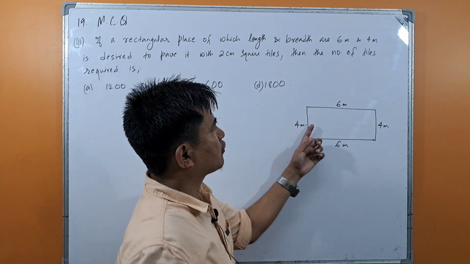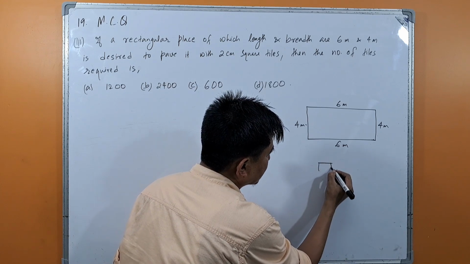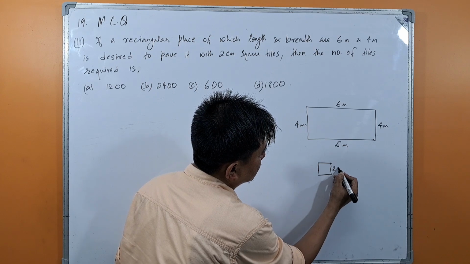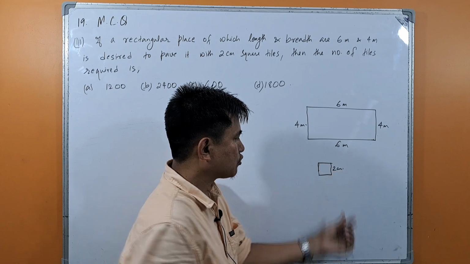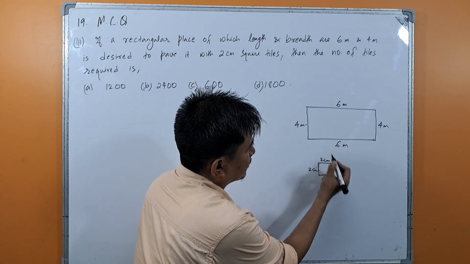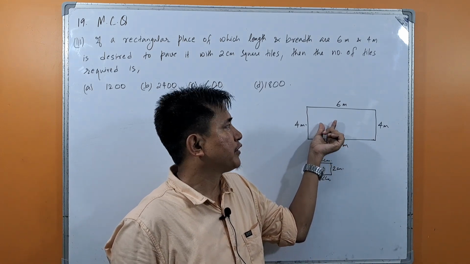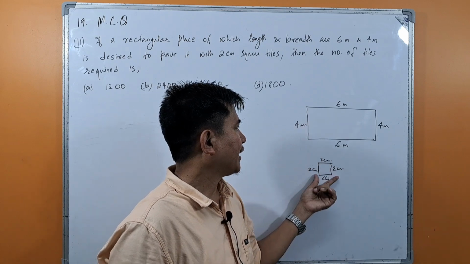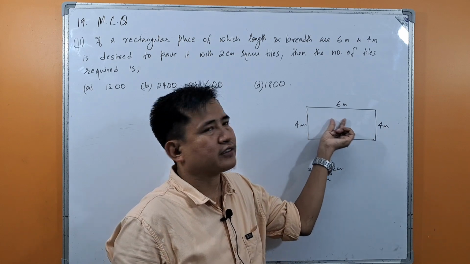Now we need to cover this rectangular place with tile of square shape, and each side of this square is 2 centimeter. If this is 2 centimeter, then this is also 2 centimeter, this is 2 centimeter, and this is also 2 centimeter. So the question is, how many number of tiles will be required to cover this rectangular place? How many tiles having each side 2 centimeter will be required to cover this rectangular piece of land?